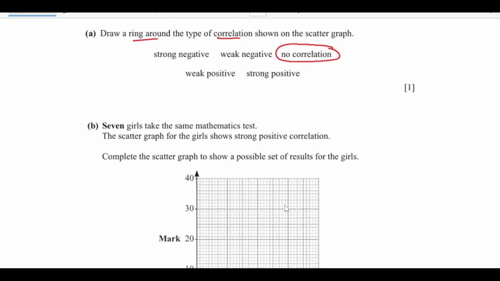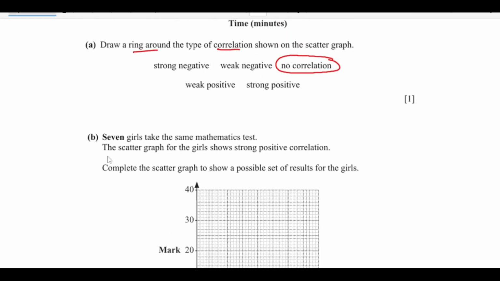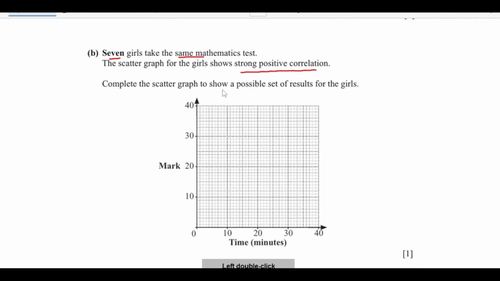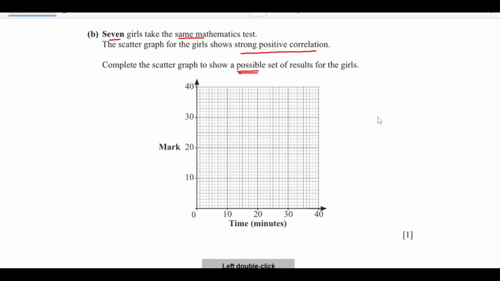Okay. Then part B, 7 girls take the same test. The scatter graph for girls is a strong positive correlation. Complete the scatter graph to show a possible set of results. It says possible set of results. We don't have a particular value, and it is a positive correlation. It means all the points should go up like this. So we are just going to put 7 points. Make sure that you make 7 points. 1, 2, 3, 4, 5, 6 and 7. They should come in one relation that easily shows that the correlation is positive.